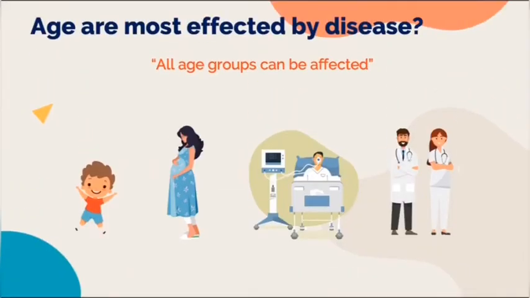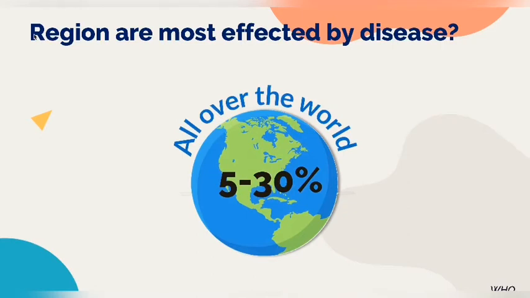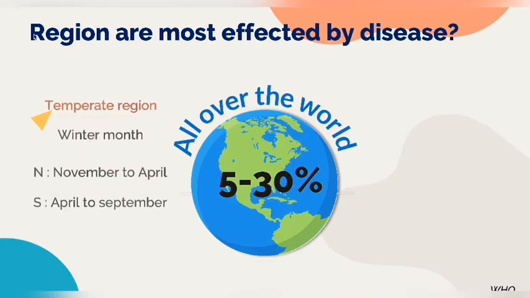All age groups can be infected, but there are groups that are more at risk than others, such as pregnant women, children under 5 years, the elderly more than 65 years, patients who have chronic medical conditions, and immunosuppressive conditions. Influenza occurs all over the world with an annual global attack rate estimated at 5 to 10% in adults and 20 to 30% in children.